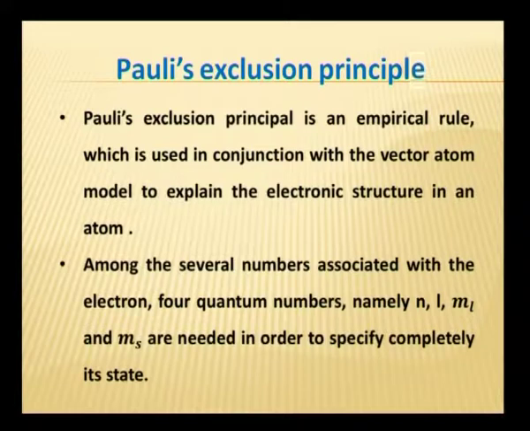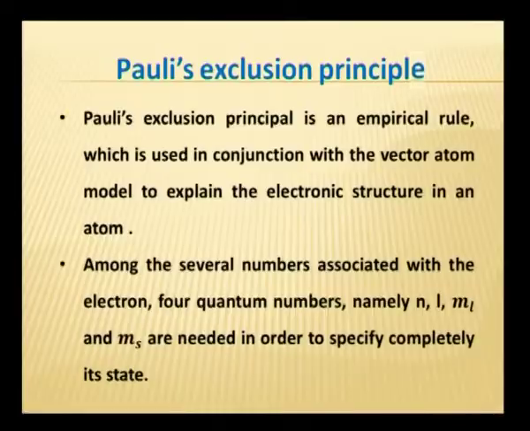Then comes the Pauli exclusion principle. It is a quantum mechanical principle which says that out of the 7 quantum numbers, at least 4 of them are required to distinguish one electron from the remaining electrons in an atom. Let us take an atom like sodium, which has 11 electrons. All the 11 electrons will not have the same quantum numbers, or you should be able to distinguish one electron from the remaining electrons.